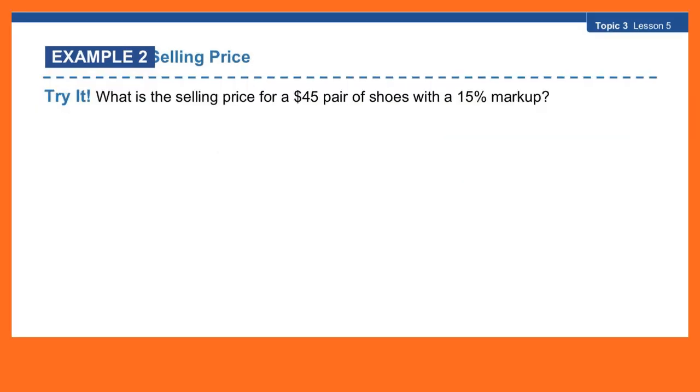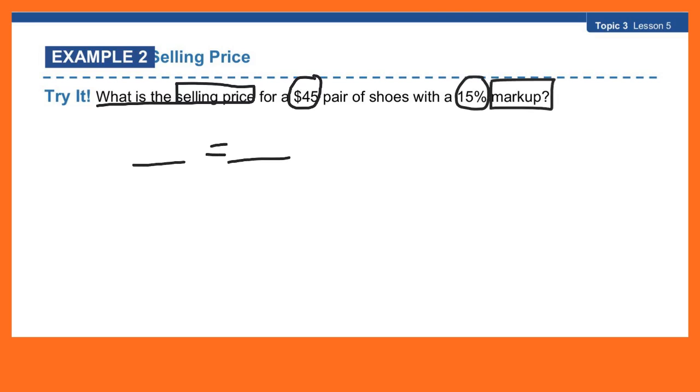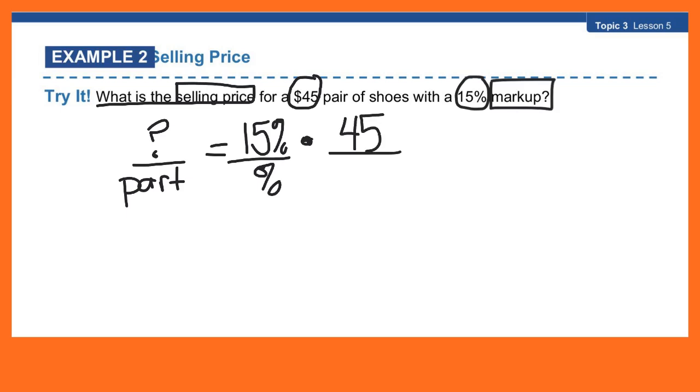This is the try it right below example number 2. And we want to know what is the selling price for a $45 pair of shoes with a 15% markup. All right, so let's start filling in our chart. This is the part that we don't know. We're not sure how much they're going to add to the price. But I know it was a 15% markup. Use your percent key of $45.